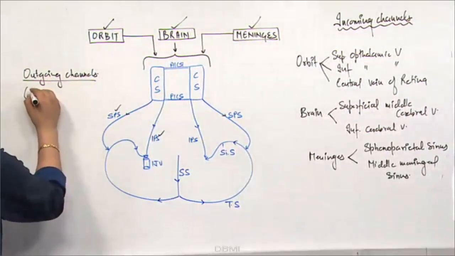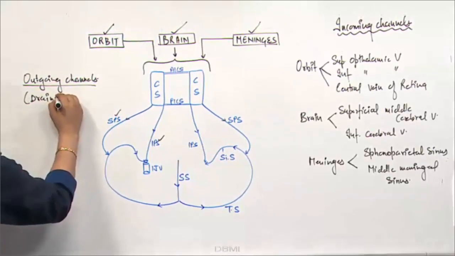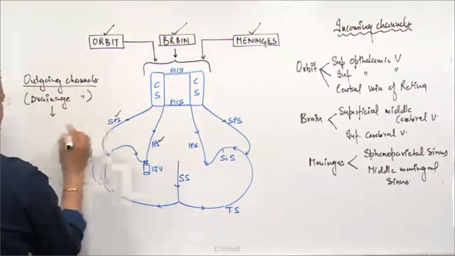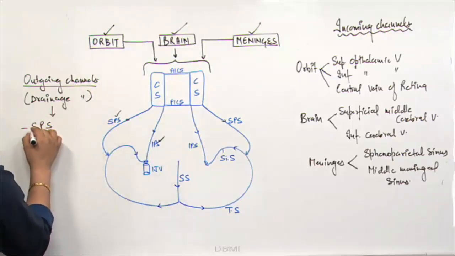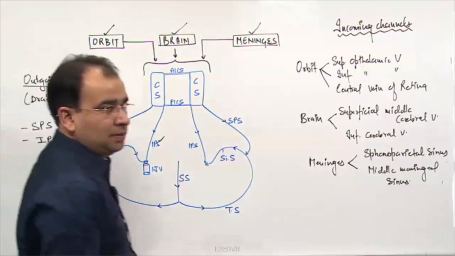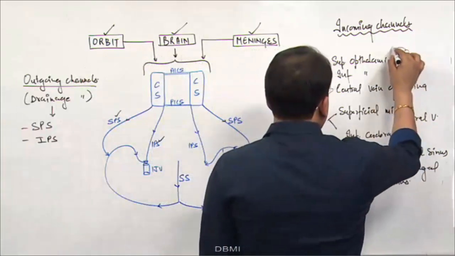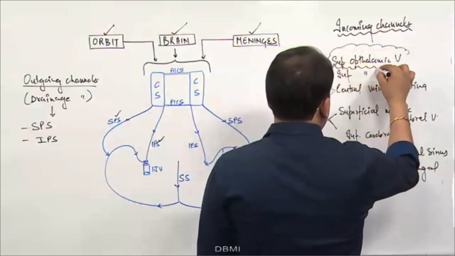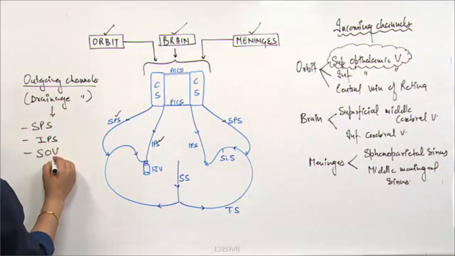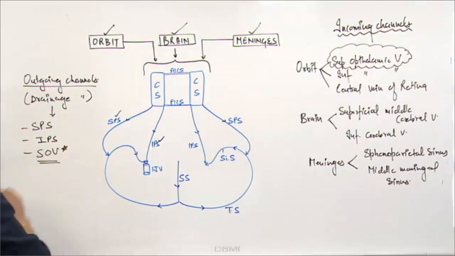also called as drainage channels. Drainage channels are, one obviously is superior petrosal sinus, inferior petrosal sinus, and then this one, also superior ophthalmic vein.